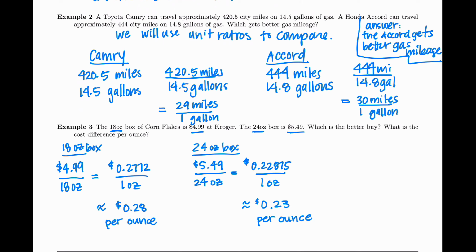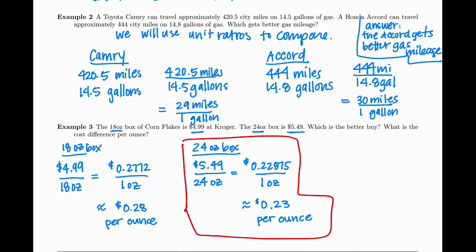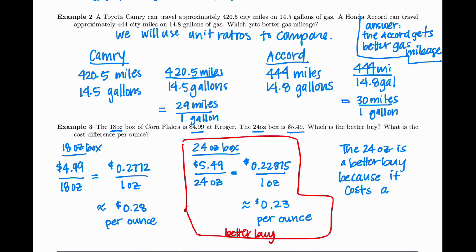And it looks to me like that 24-ounce is the better buy. This is the better buy. And why is it the better buy? Well, what is the cost difference per ounce? The 24-ounce box is a better buy because it costs about 5 cents, so 5 cents less.